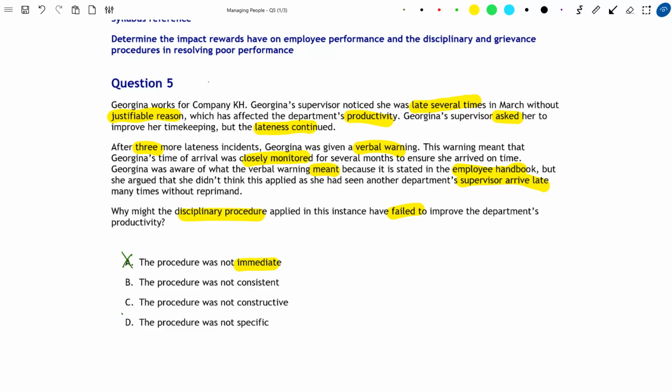However, we know that Georgina said that this doesn't seem to apply to everyone in practice, because there is a supervisor who arrives late all the time and doesn't get punished. So there's some conflicting statements here, and as we think logically, even though it's stated in the handbook, it's not being put into practice. It seems very likely that the procedure is not consistent, and that would be a reason it failed. So that seems like it probably is our correct answer.